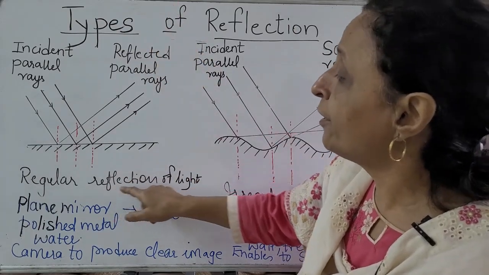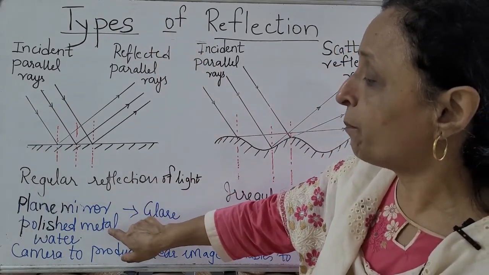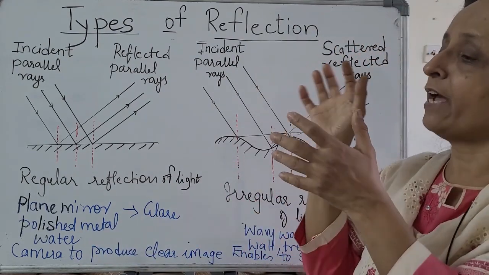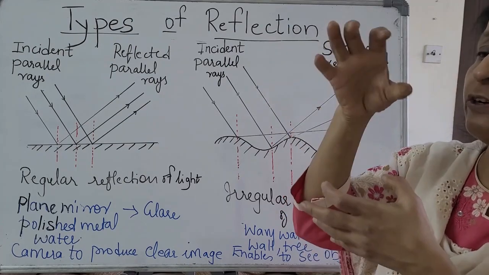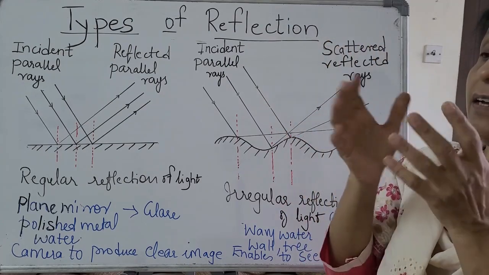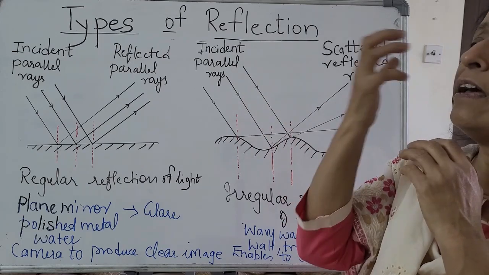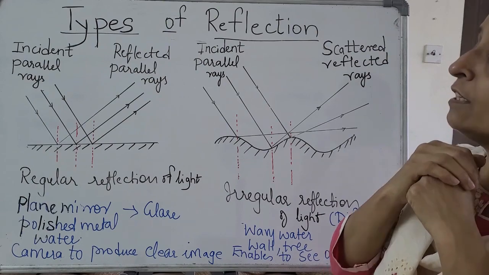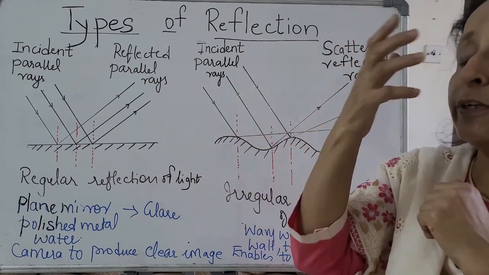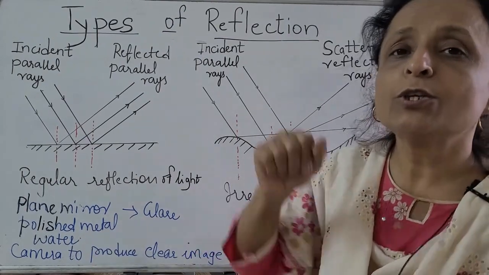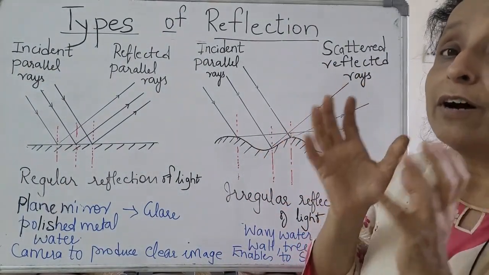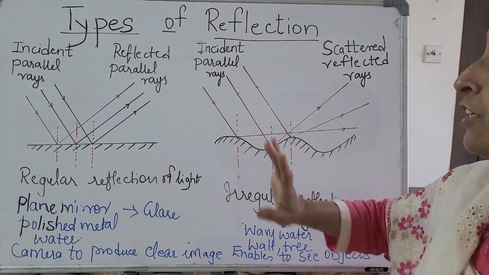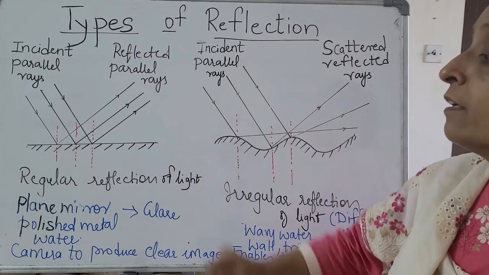Now, this regular reflection happens on plane mirror, polished metal, and water, and it produces glare. You can reflect the light over water or mirror and you will see the glare. Even during rainy season, the glare of light is irritating to the driver's eyes. So this regular reflection produces glare, and it also helps the camera to have a perfect image. So this is the function of regular reflection. This is where it happens.